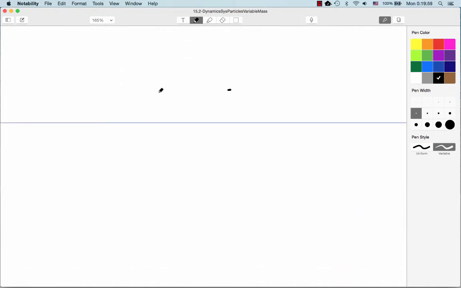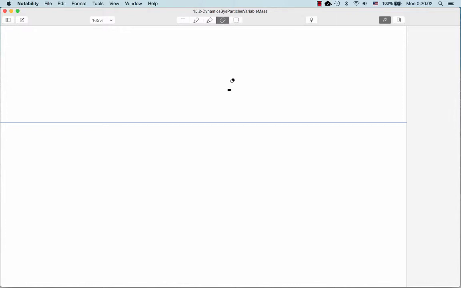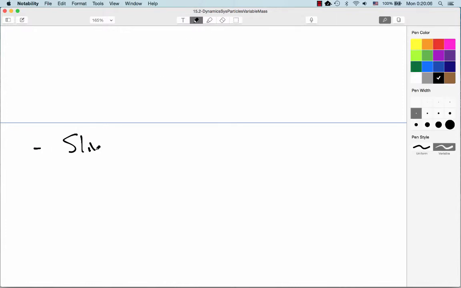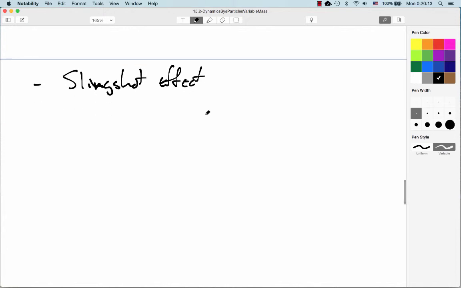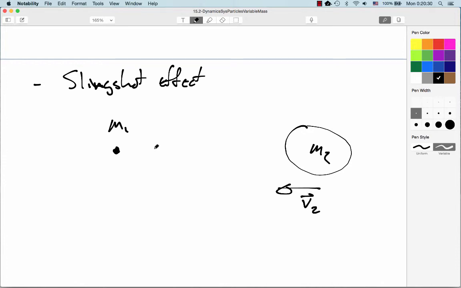The most common one, though, involves using the slingshot effect. So the idea goes like this. Just go fly by a planet. Any planet will do. So you're coming in. Here's your satellite, mass m1. There's your planet, mass m2, moving at velocity v2. This is going to come in at v1 and leave at hopefully a much bigger v1 prime on the way out. And obviously the mass of m1 is a lot less than m2.